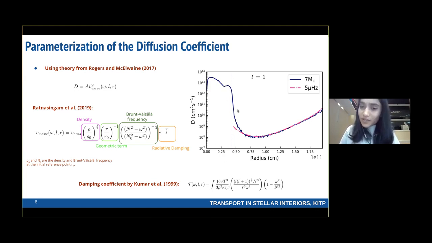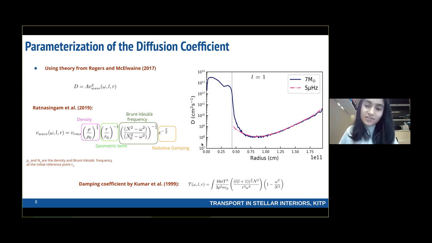The plot here shows the diffusion coefficient plotted against the radius for a 7 solar mass zero-age main sequence star. In blue is the diffusion profile obtained from the simulation, and in pink is the theoretical diffusion coefficient calculated using this equation for a 5 microhertz wave, which provides the best fit to the profile from the simulation. As you can see, the theory agrees well with the simulation, and therefore this can be used as a simple prescription for including mixing in 1D stellar evolution models such as MESA.